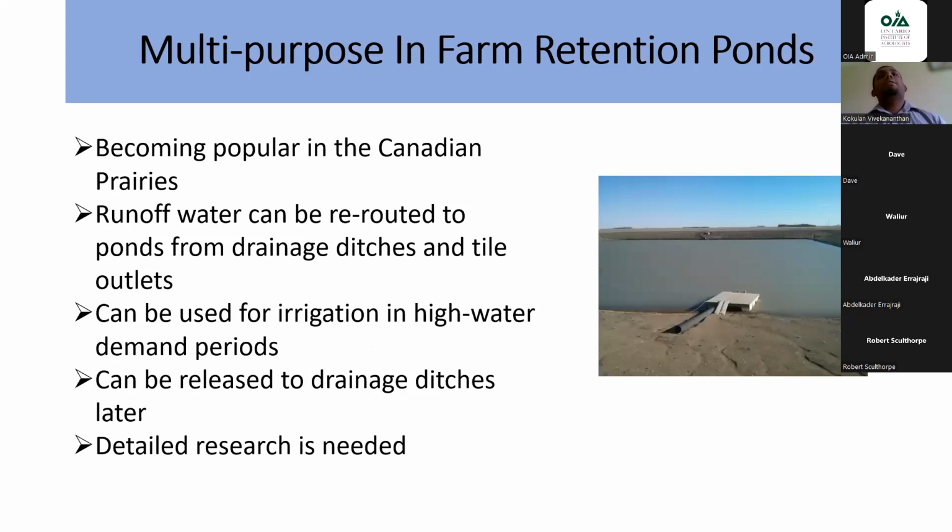And there are multi-purpose in-farm retention ponds becoming popular in the Canadian prairies, where you have a small retention pond within your farmland and the runoff water can be rerouted from the drainage ditches or from the tile outlet. One advantage is that the water can be reused for irrigation in high water demanding periods or dry seasons. If you don't need it, it can be released back to the drainage ditches on a later day, especially in the summer. However, detailed research is needed on their effectiveness in phosphorus control.